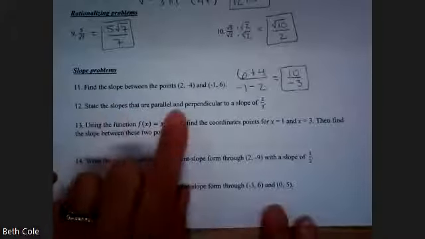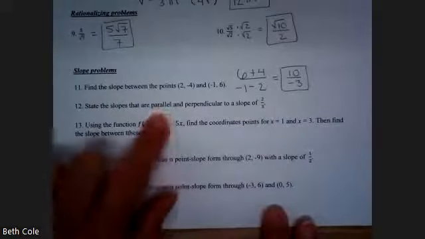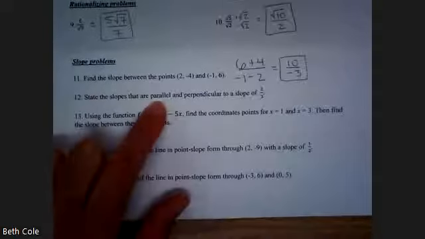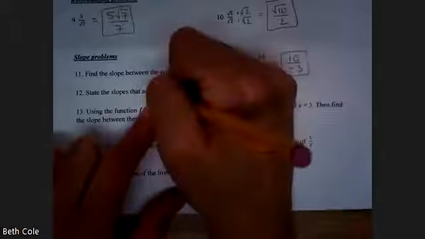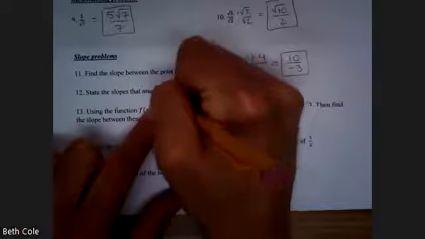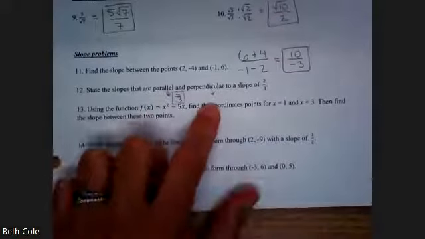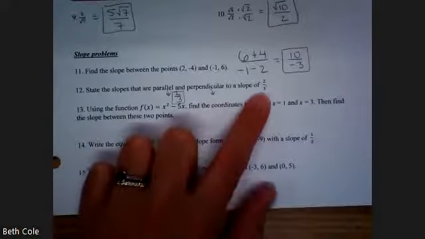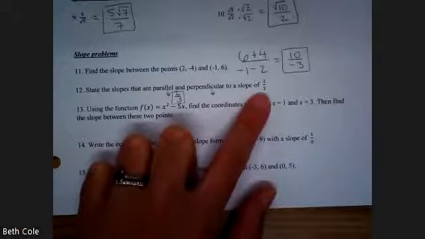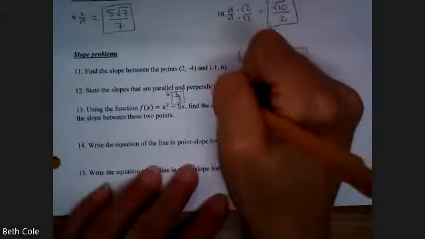All right, state the slopes that are parallel and perpendicular to 2/3. Well, parallel means what? Same, so parallel is going to be 2/3. And perpendicular, do you remember how to do perpendicular? Yeah, flip it and change the sign. It's opposite reciprocal, so it'll be -3/2.